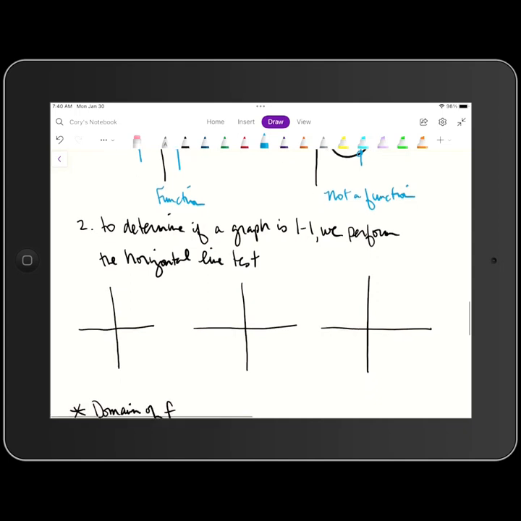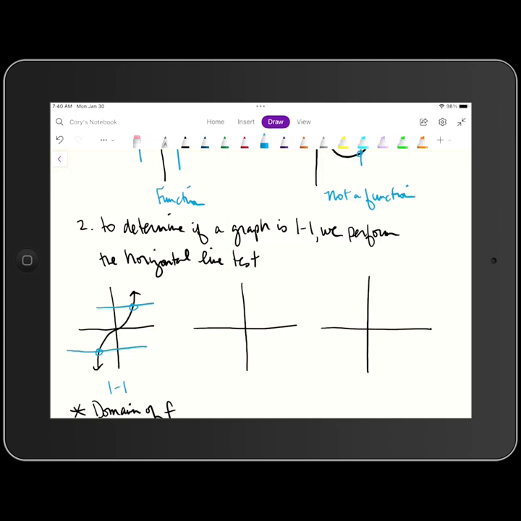So an example of a graph that we've looked at in class that is one-to-one could be something like this. The function x cubed. No matter where we draw the horizontal line for this graph, it only intersects the graph in one point. Okay, so this one here is one-to-one.